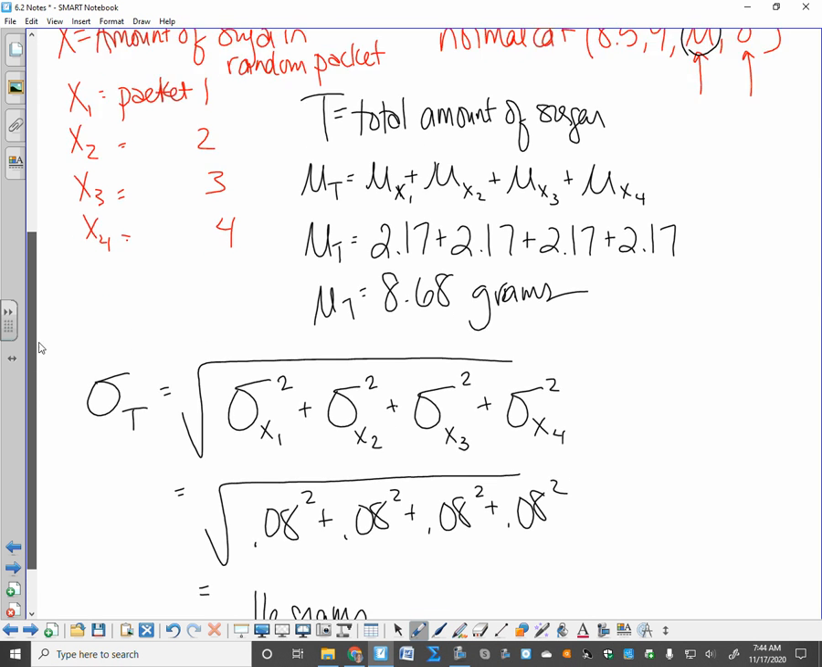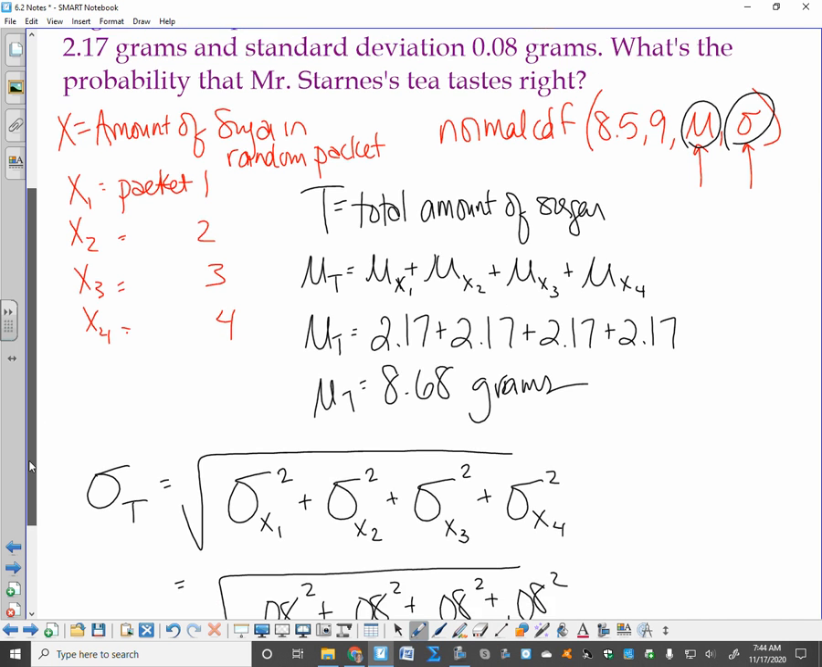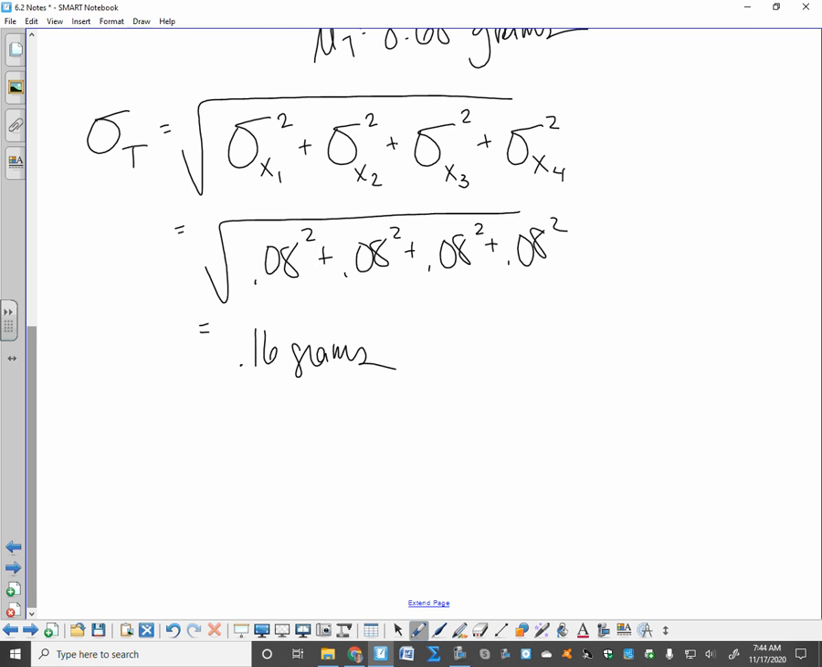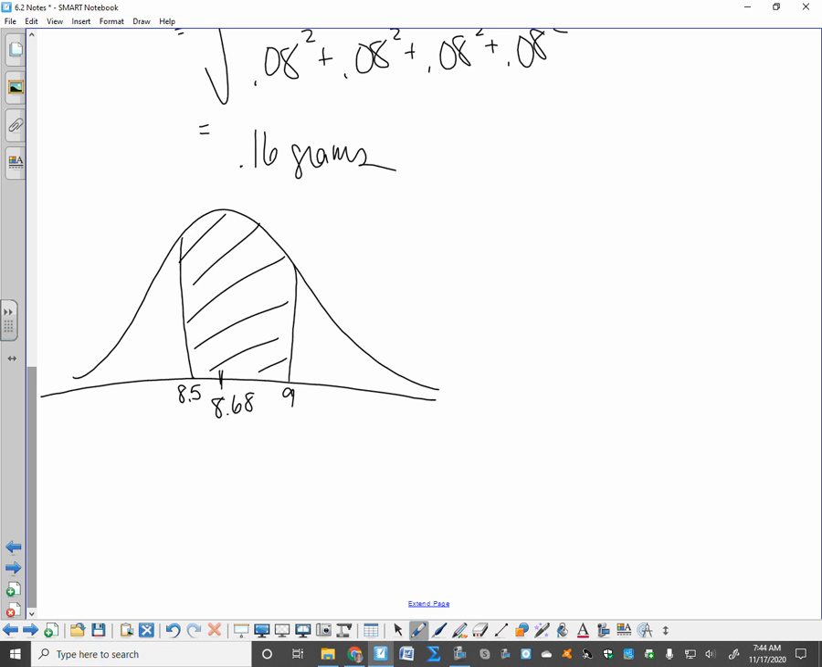All right, so now I know him. Well, anytime I use normal CDF, I'm going to draw a picture. I'm never going to use normal CDF and not draw a curve. So he is good. All right, now see, my average for the total was 8.68, so I'm just going to put that there as a reference point. And he is good if it's 8.5 all the way to, is it 9? Yeah, all the way to 9. So right here's the sweet spot for his tea.